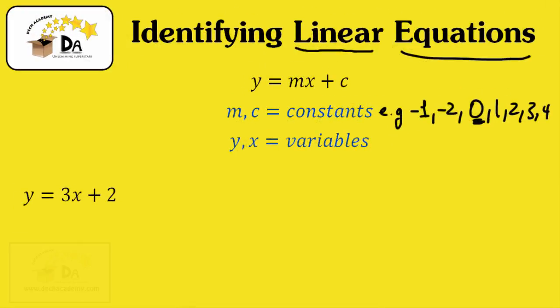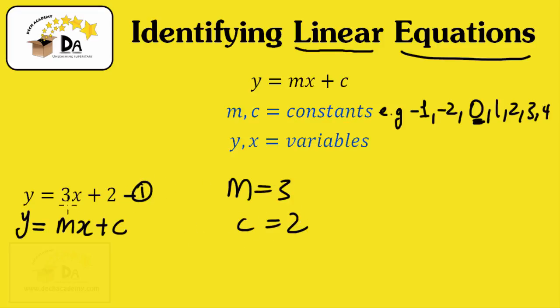Now let's look at examples of linear equations. Here's one: the equation y equals 3x plus 2. Let's compare it to the form it needs to be to be a linear equation. Let's see if it is in fact of this form. By making a comparison of the two equations, you can tell that m in our given equation is actually 3 and c is 2.